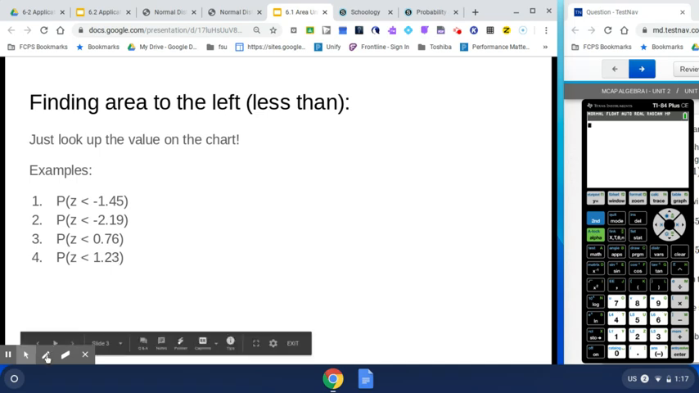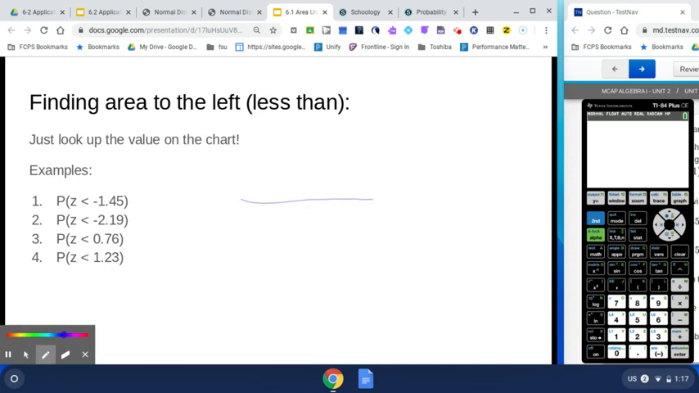The first one, we're finding the probability that z is less than negative 1.45. So remember that a z-value of 0 is right in the middle of the distribution. That's equivalent to the mean. So negative 1.45 is to the left of that center line. And we're finding the area to the left of that, or less than that.